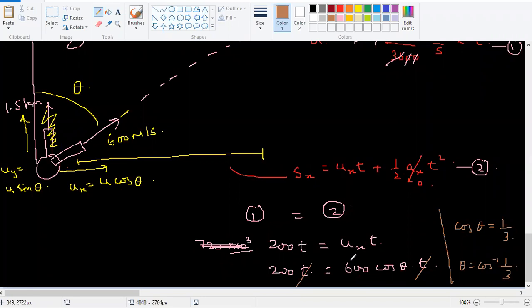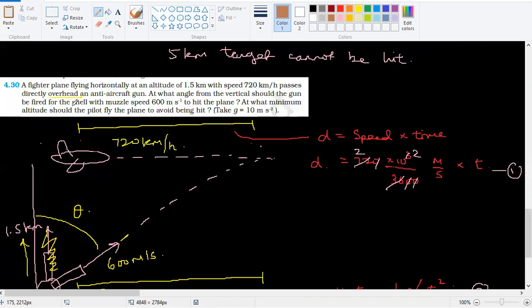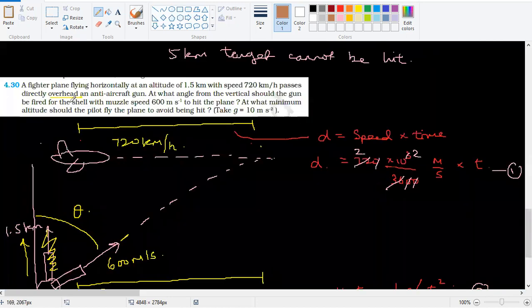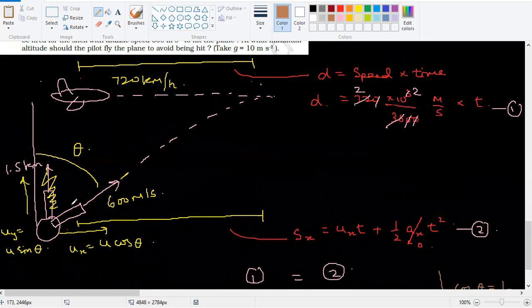With vertical, I think you will get an answer something like 19.5. Anybody in the calculator? Yes, sir. So take it down as theta is equal to approximately 19.5 degrees with vertical. They said with vertical, so that means you have to calculate this. Anybody having any doubts? It's all about converting this English to drawing. If you do that, that's the first step.